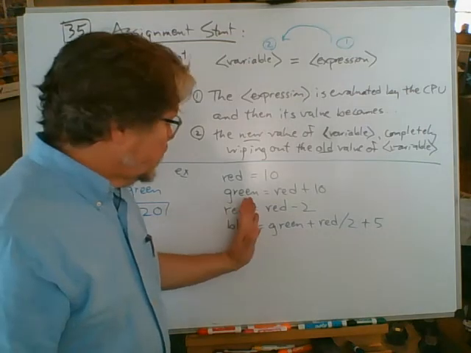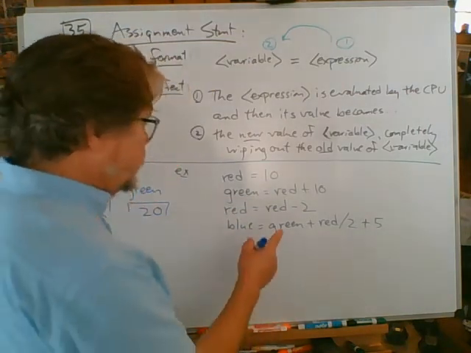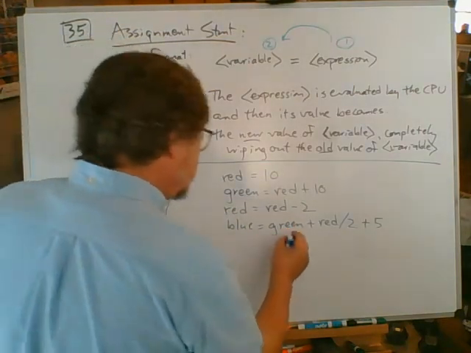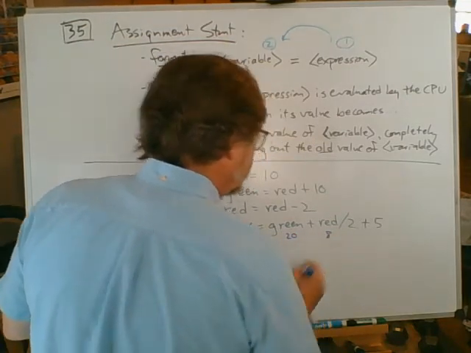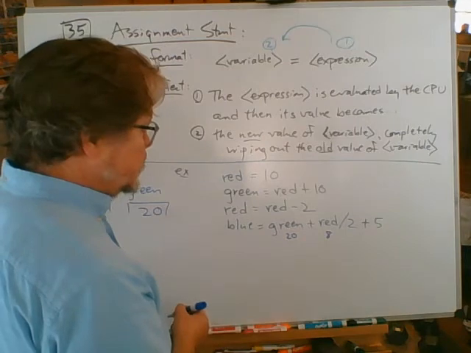Moving right along. Oh no, look at all this. You know what? I'm going to put notes down here for this. Green is currently 20. Red is currently 8. And 2 is currently 2, and 5 is currently 5.